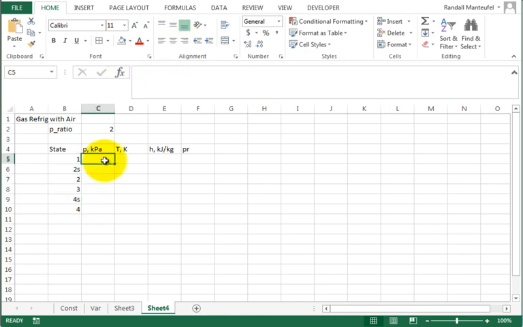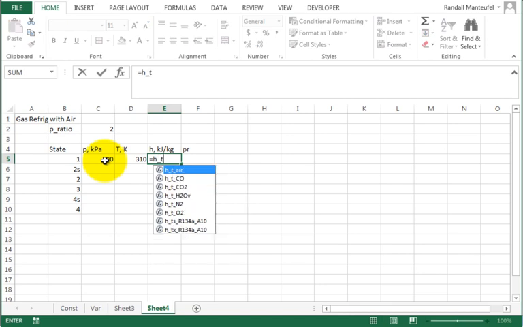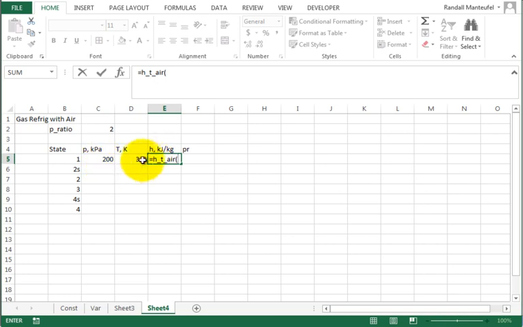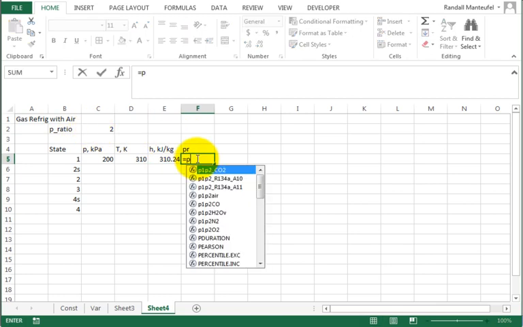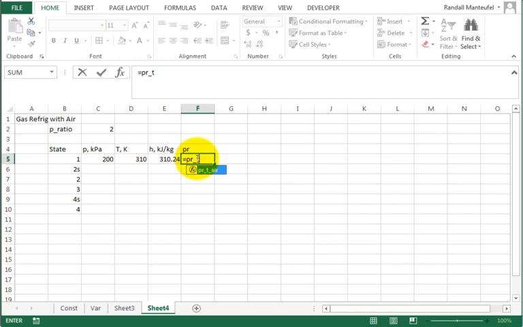So at state 1, it was 200 kilopascal going into our compressor, and the temperature was 310 Kelvin. True? Good. Now what we can do is get the enthalpy as a function of temperature for our air. There's our call. This is in the Excel file, that add-in that you can use or have used. And then I can get PR as a function of temperature for air, and I look it up. This is exactly what you would do by hand. You should do it by hand as well so that you're familiar with it. You don't rely only on the software.